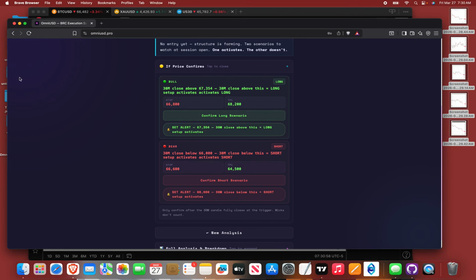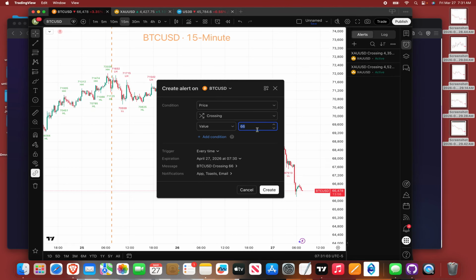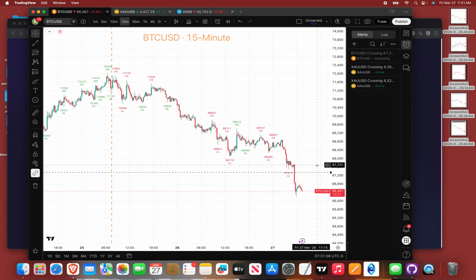What was it? 67,354. Boom. It's telling us to go long if that happens. We're going to go long if it comes right here and it stays above that line. That's when we go long.